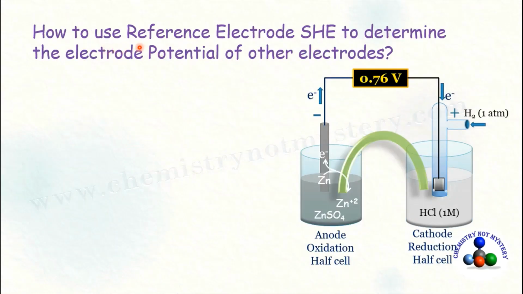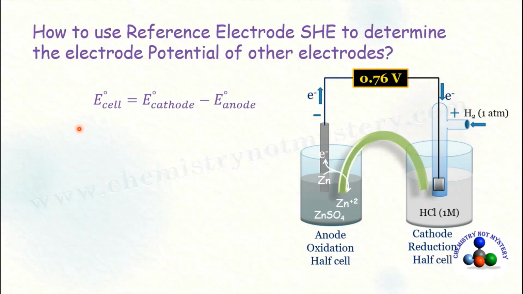So let's see how we can use SHE to determine the electrode potential of other electrodes. For example, if we want to measure the electrode potential of the zinc electrode. As we know, we can measure the cell potential, but we cannot measure the absolute value of electrode potential. We have the equation E naught cell is equal to E naught cathode minus E naught anode. So here we are going to make the cathode out of SHE and the anode is made up of the zinc electrode.